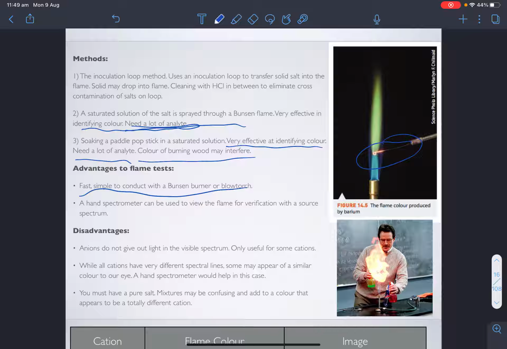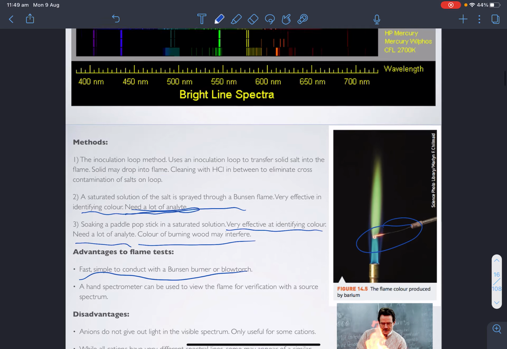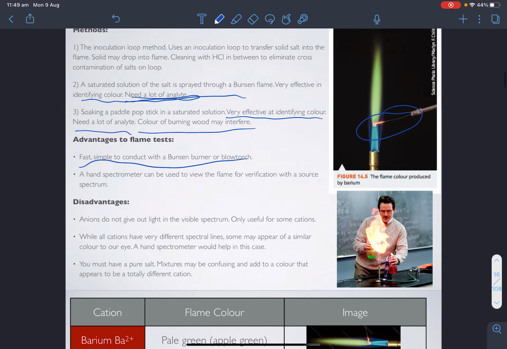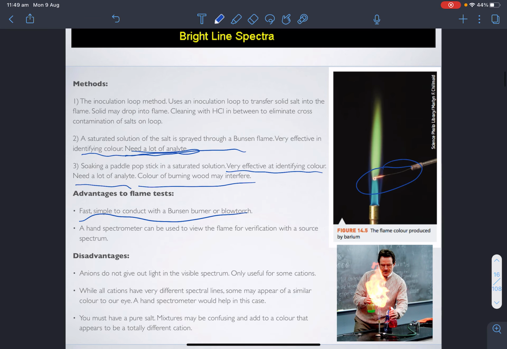And you can use a hand spectrometer to view the flame for verification of that expanded spectral lines. You'll see those happening. Okay. Disadvantages to these flame tests are you can't test for anions. They don't give out light in the visible spectrum, so we can only test for cations, and for some of them as well. So mainly metals.